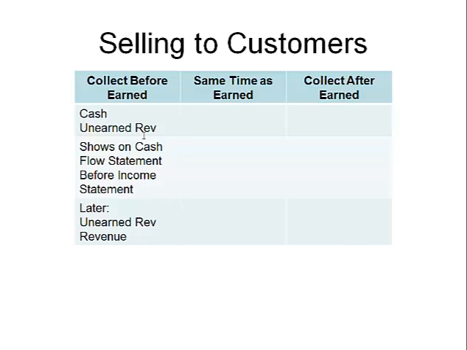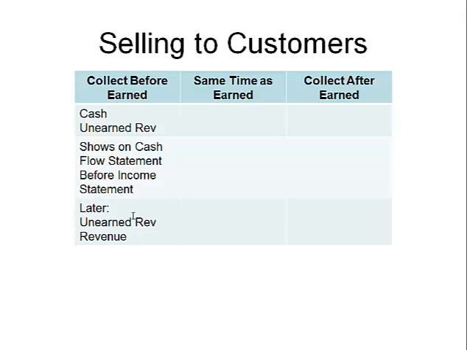If a customer pays before they get the thing, you record the cash and you record unearned revenue. Unearned revenue is an obligation. It's a liability. It means you've got the cash and you have to either perform the service, deliver the goods, or give the money back. So when you have customers paying in advance, it shows up in the cash flow statement because you have the cash. But it doesn't show up in the income statement until you either deliver the goods or perform the service.